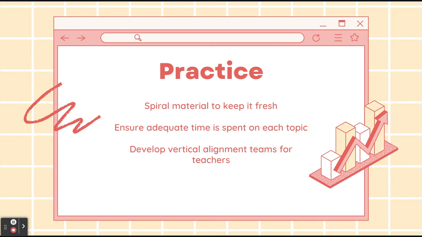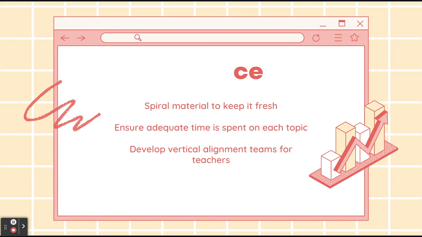Also, it's important to develop vertical alignment teams for teachers. A lot of our standards, they go from grade level to grade level, right? They build off each other, and it's important to know where the students are coming from and where they are going, in order to practice adequately in our classrooms.